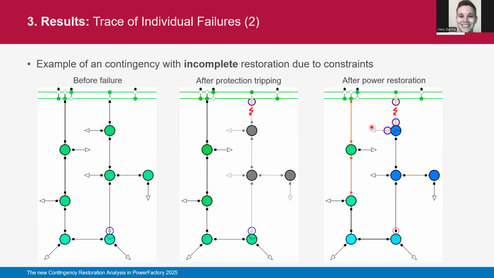This depends now on the main target that you have selected in the command. When you said, okay, restore the power regardless of the constraints, then this one will always also be resupplied. But when you consider the constraints, then you will get a message or a report in the end that shows, okay, for this contingency, not everyone could be resupplied.